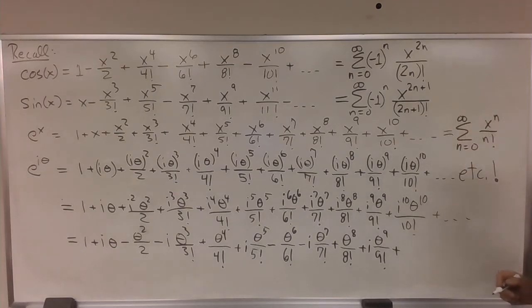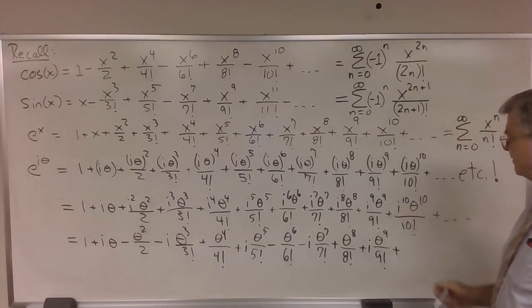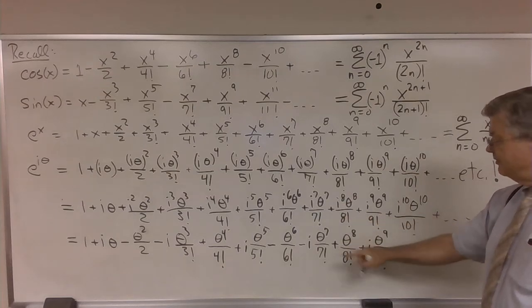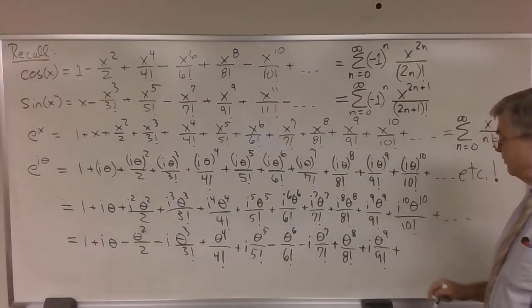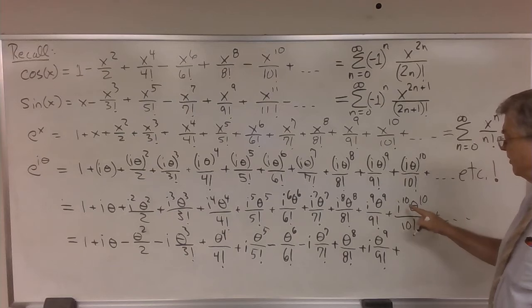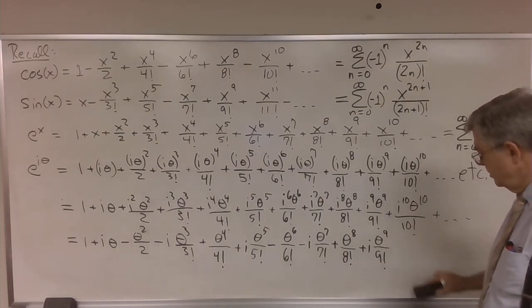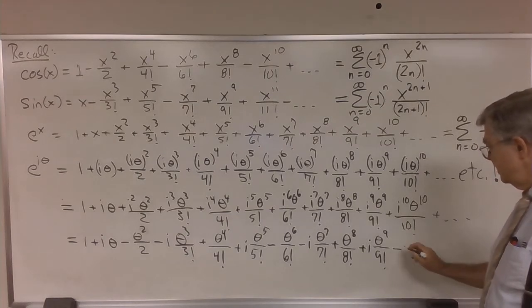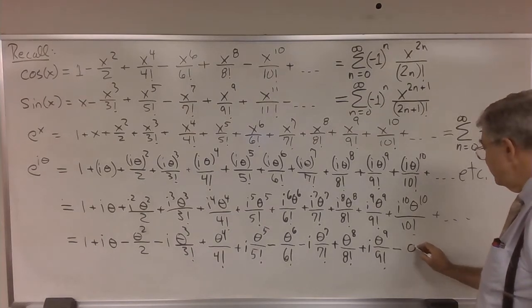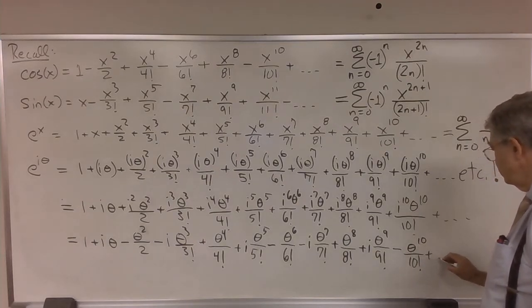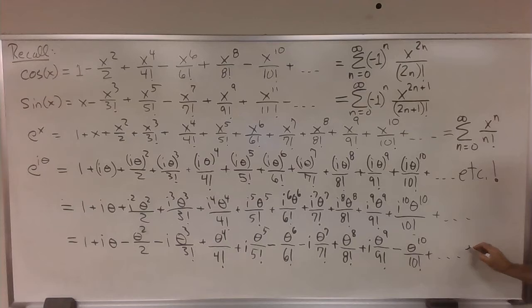And then i to the 10th, this is i to the 8th times i squared. And remember, i to the 8th is just 1, and i squared is -1. So this is +1 times -1. So we get negative theta to the 10th over 10 factorial. And again, another etc., good grief.